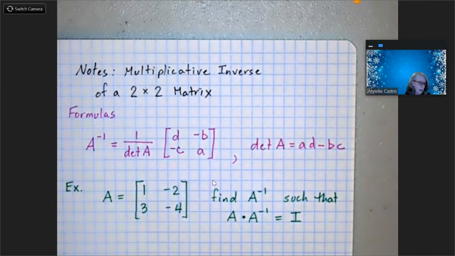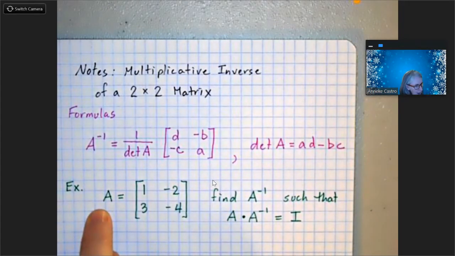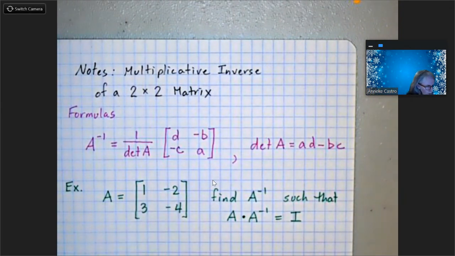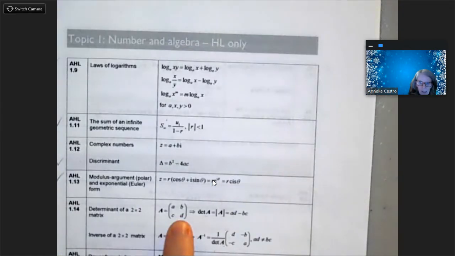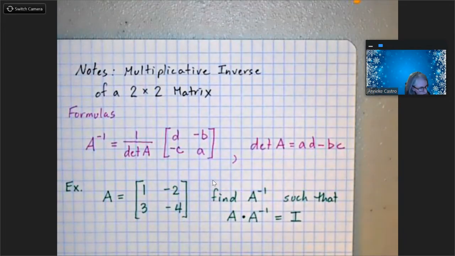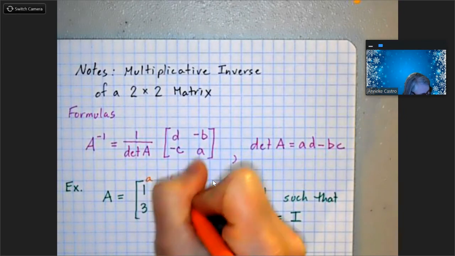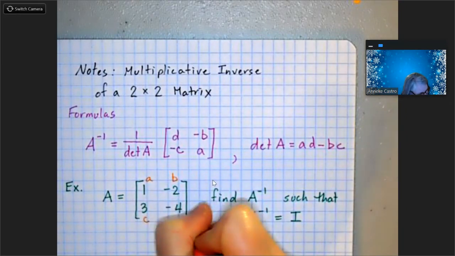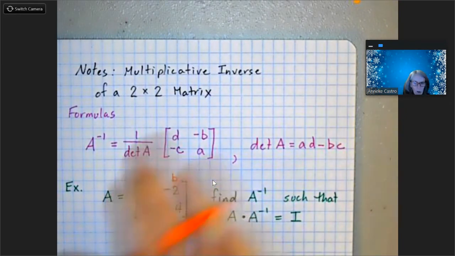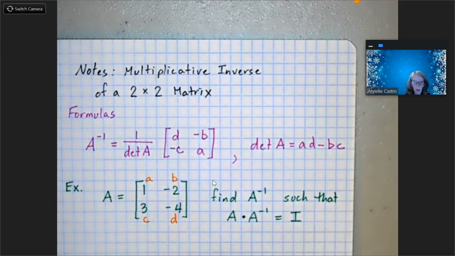We are going to run through an example. Here is my matrix A. When you have a matrix, the order of the numbers in here corresponds to the order of the letters, so it's A, B, C, D. I'm going to label those on here: this is A, this is B, this is C, and this is D. That way we can see what goes where when we cycle them through our formulas.